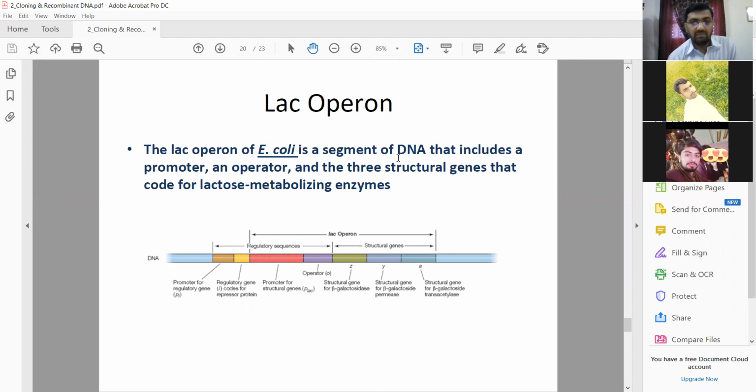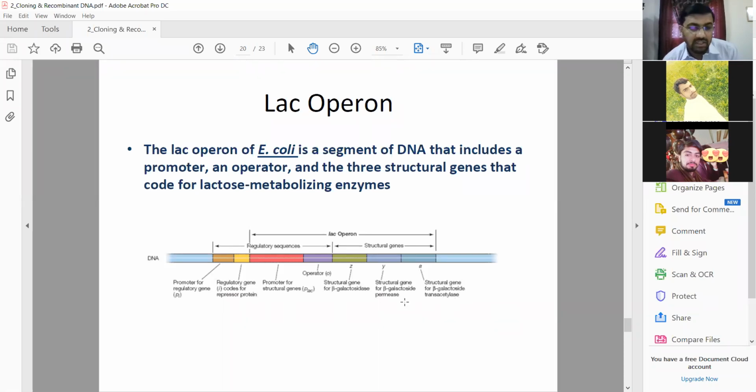So if we go through the structure of this lac operon, it has a regulatory promoter here. Then there is a regulatory gene which is the portion coding for the repressor protein, then there is a promoter for the structural genes, then an operator sequence, then we have the structural genes. There are three structural genes: lacZ, lacY, lacA. lacZ codes for beta galactosidase, lacY codes for beta galactoside permease, and lacA codes for beta galactoside transacetylase.